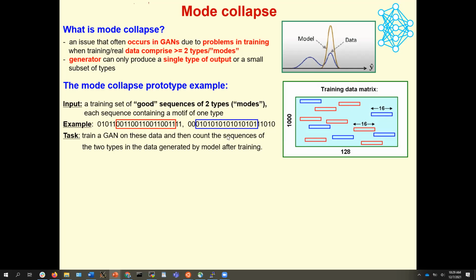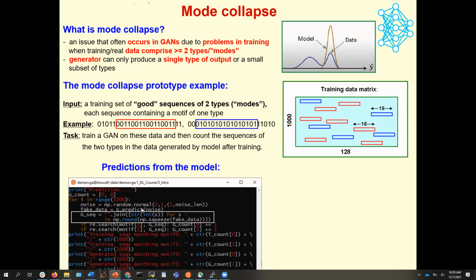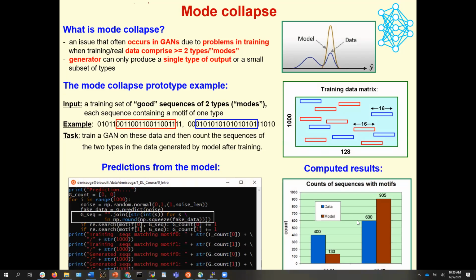And if we train GAN on this data, we can then generate the new data by applying the method predict to the generator. We will output this result. The blue bars here show the number of sequences in our training data set. So we designed the training data set so that it will have 40% of sequences of the first type and 60% of sequences of the second type.